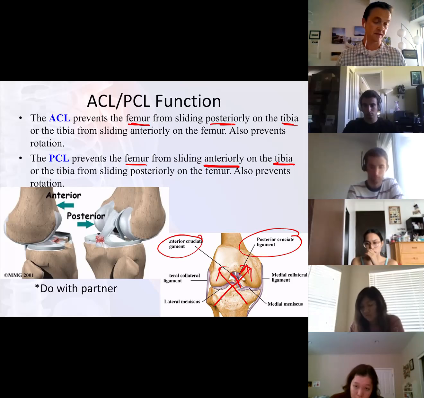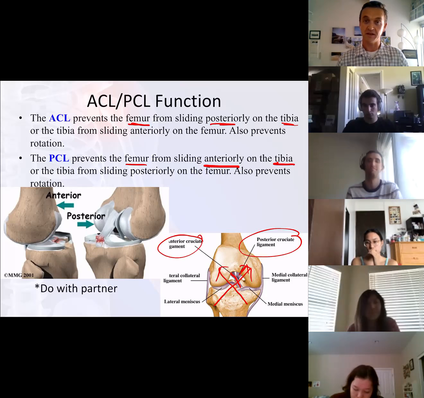So they cross in the center of the knee. Normally at this point in class, I would have you get up on the table, one of you, and work with your partner to do some little special tests on your leg to actually test out each other's ACL and PCL. But it's a little trickier.